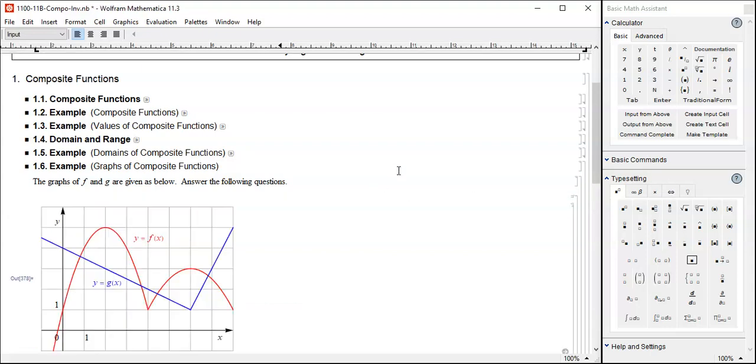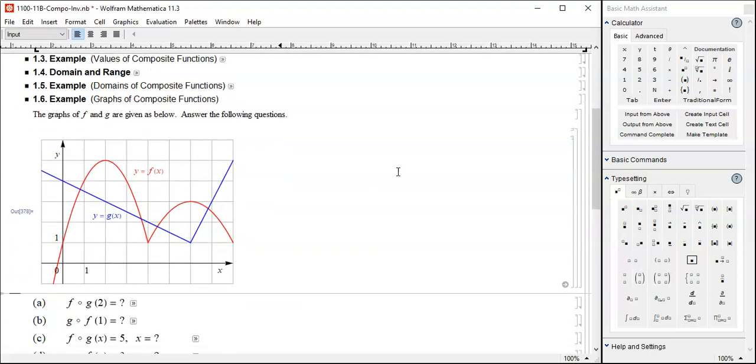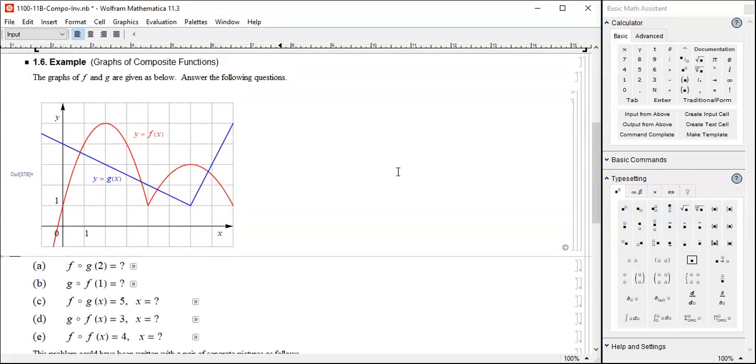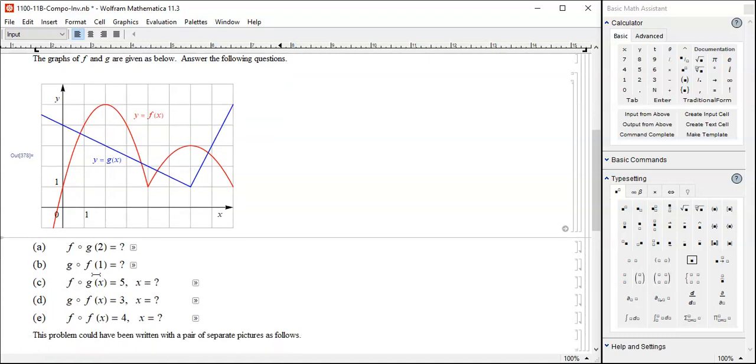Here's an example. Let's suppose we have these two graphs, y equals f of x, red, and y equals g of x, blue, and then answer these questions. We want to find the values of composite functions, a and b, and then we have a bunch of backward problems. We want to find x values when the function values of these composite functions are like these. Basically solving equations.